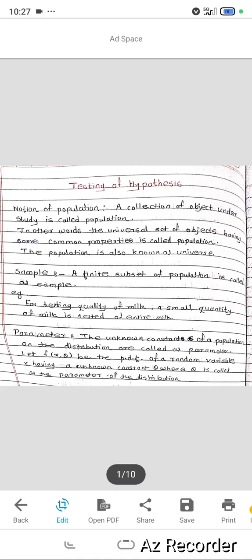Another example, in our daily life, to test the milk, we just take a cup of milk and taste it, not all the milk. Also, to check whether the rice is cooked or not, we check by taking a single rice from the whole jar, and check whether this rice is cooked or not.